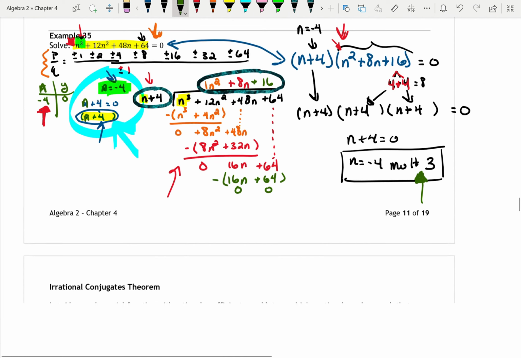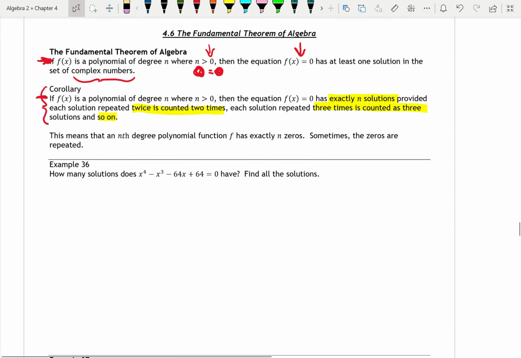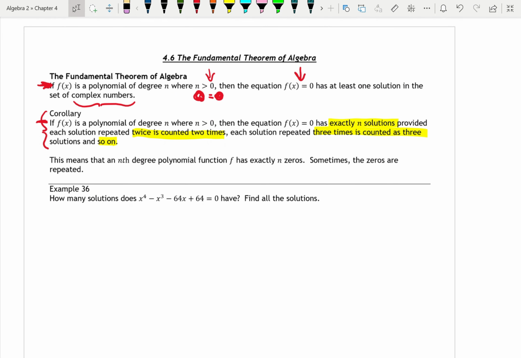And in the future, we're really going to want to care about that multiplicity, because like we did in the last problems, we are searching for our ending. If we have 4 answers that we know we need to find, because we have a degree 4 polynomial, then you start looking for answers, and once you get to 4, you can stop searching because you know you've found them all. So let's read this last statement here. This means that an nth degree polynomial function f has exactly n zeros, so that's a good statement there. Sometimes the zeros are repeated, and that would be like a multiplicity.